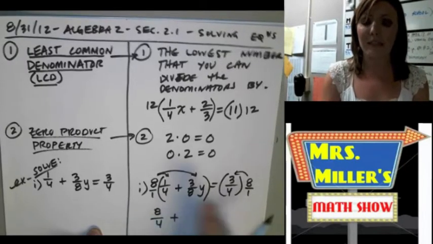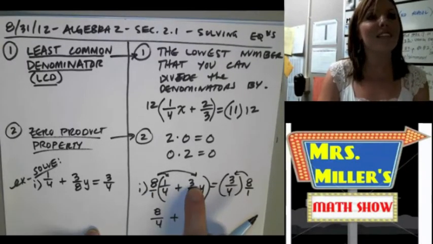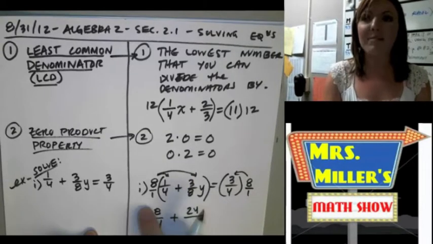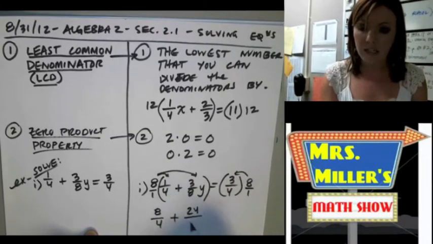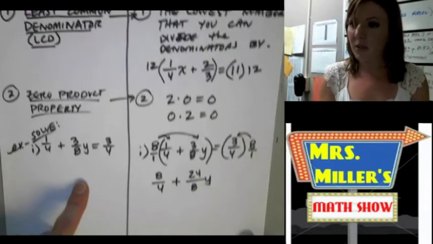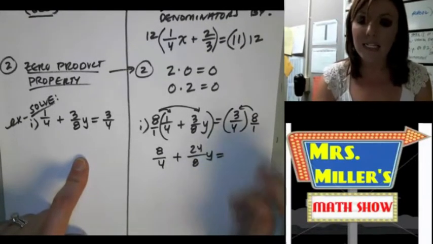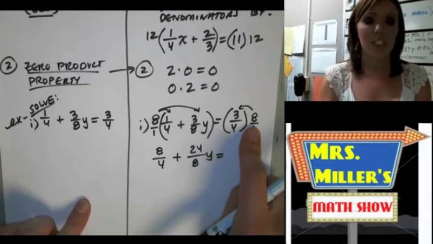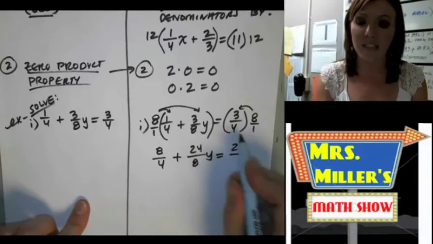Don't scare me now. Okay. 8 times 3 is? 24. 1 times 8 is? 8. We have a y. Let me move this up so we don't get lost. And on the other side, 8 times 3 is? 24. And 4 times 1 is?